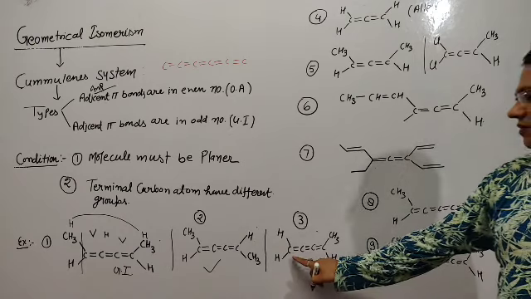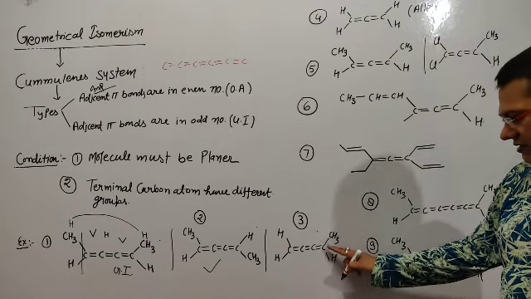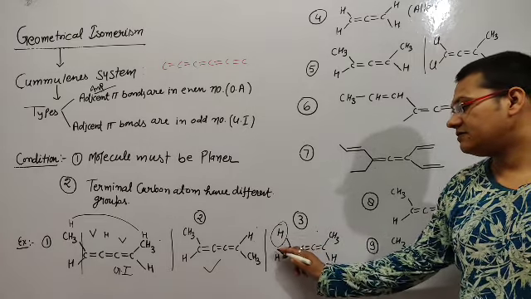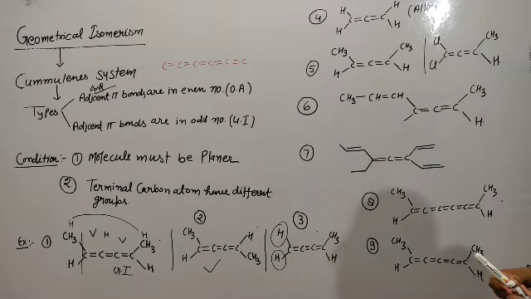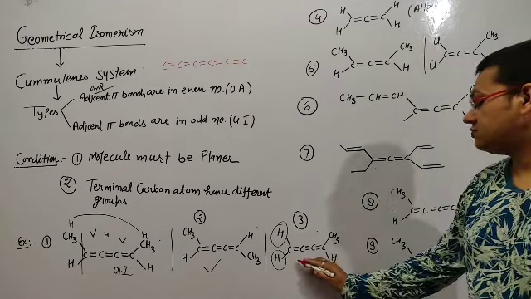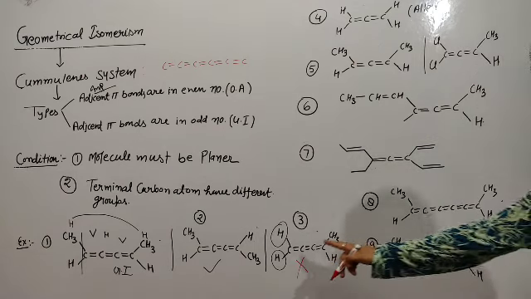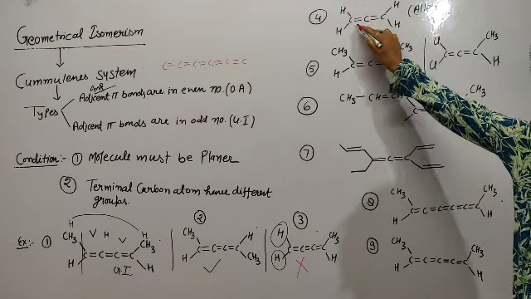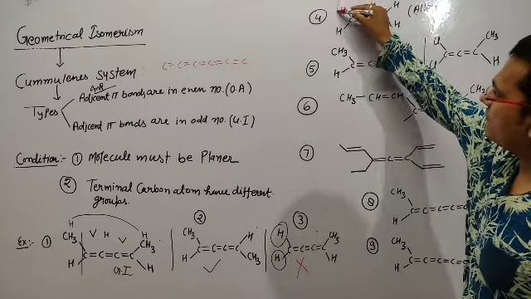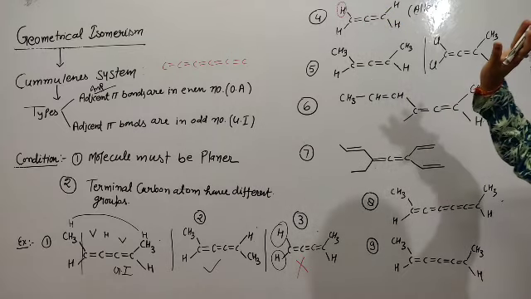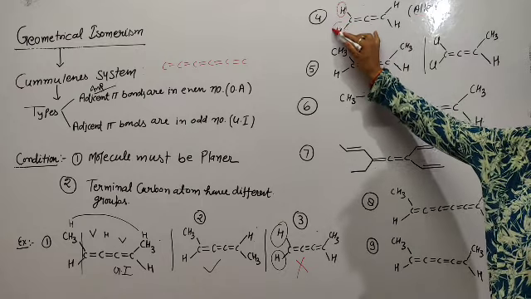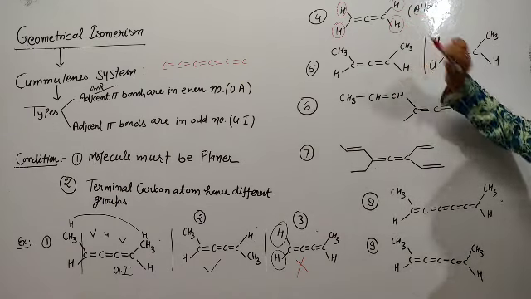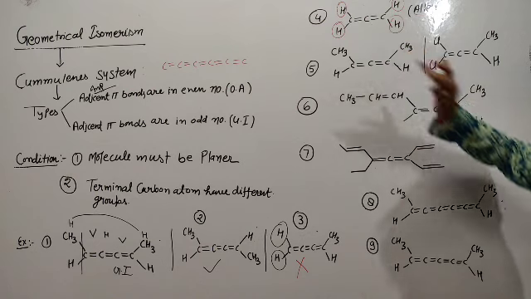Next, student, the number of double bonds is odd, but this terminal carbon atom has two different groups while the other carbon atom has the same group. When the groups are the same, it does not show geometrical isomerism, because the condition is not fulfilled. Next, student, this is allene. Now check: first of all this is even, so it cannot show geometrical isomerism, 100%, and the two groups on this carbon are also the same, hydrogen, so the condition is not fulfilled.